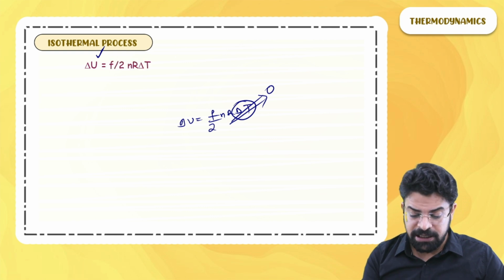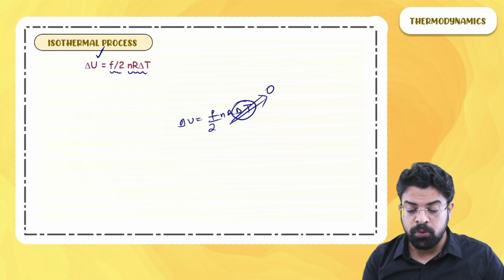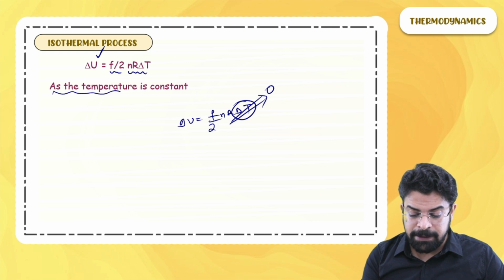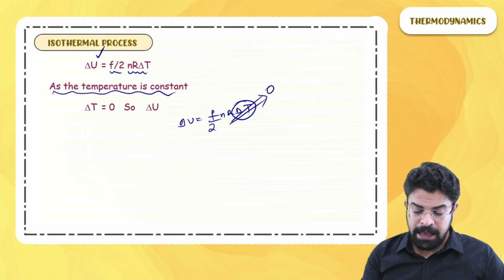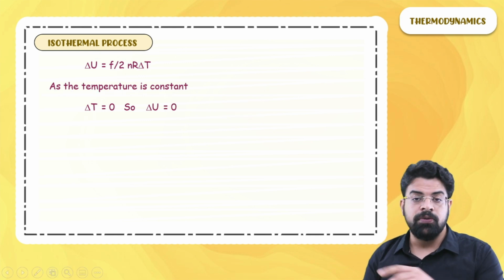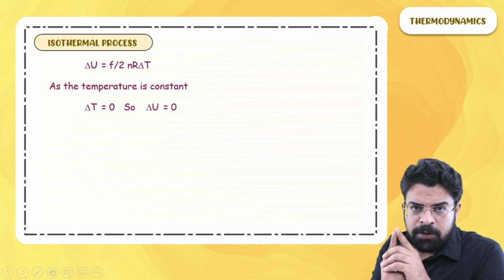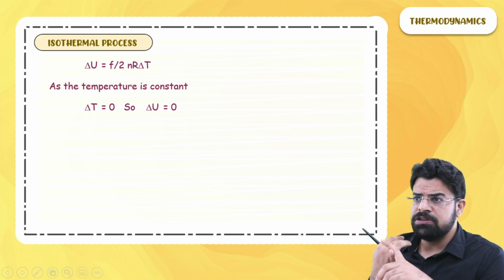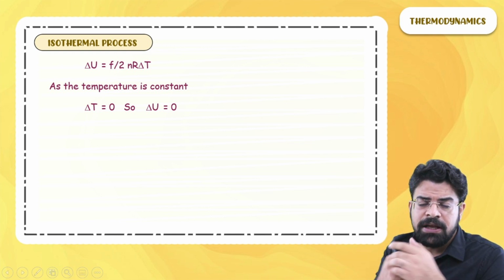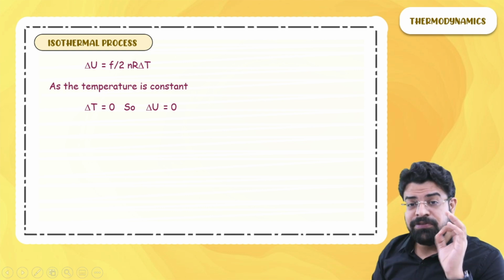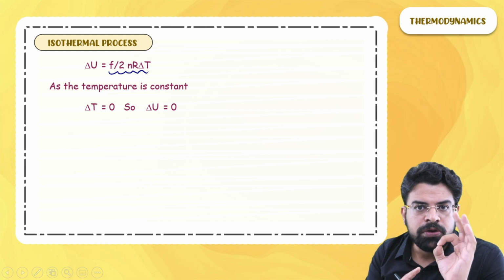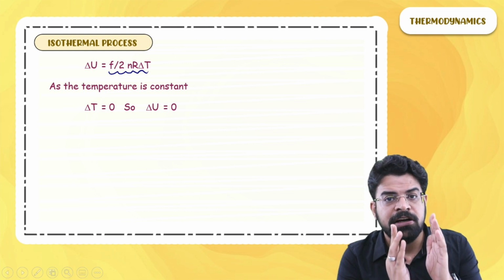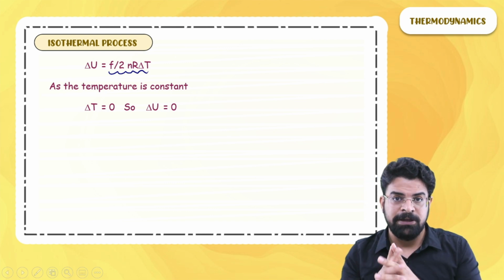So change in internal energy is given by f by 2 nR delta T. As the temperature is constant, the change in temperature becomes 0. As the change in temperature becomes 0, the change in internal energy is 0. So remember, for an isothermal process, temperature is constant, so the change in temperature is 0, hence the change in internal energy, which is written as f by 2 nR delta T, has to be equal to 0. So no change in internal energy of the gas takes place.